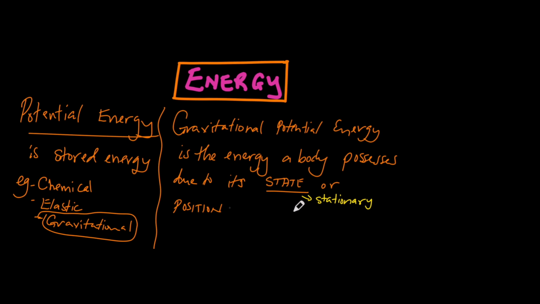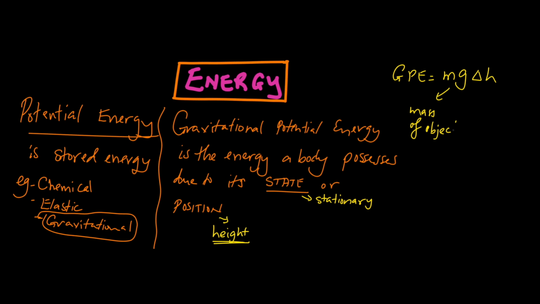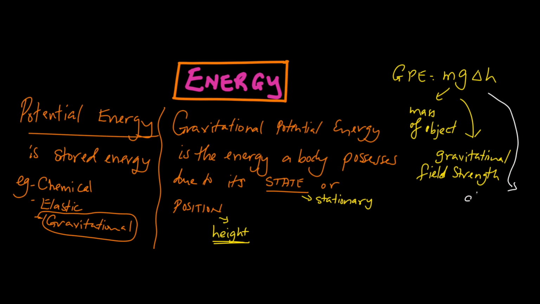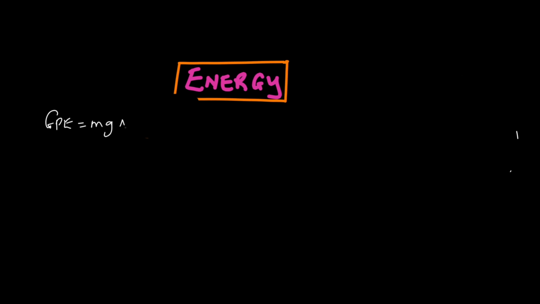So what does that mean? An object that is stationary has the potential to move, therefore it has maximum potential energy, while an object suspended or positioned at a height has potential energy. Now, gravitational potential energy is given as mg delta h, m being the mass of the object, g being the gravitational field strength, and change in height, or delta h, is the change or difference in the height of an object from a point.